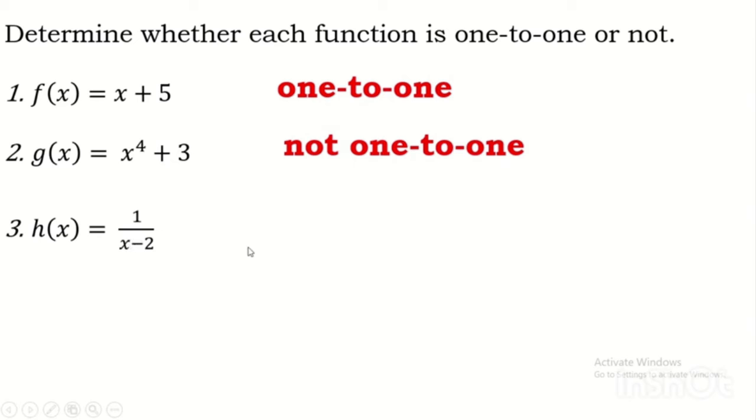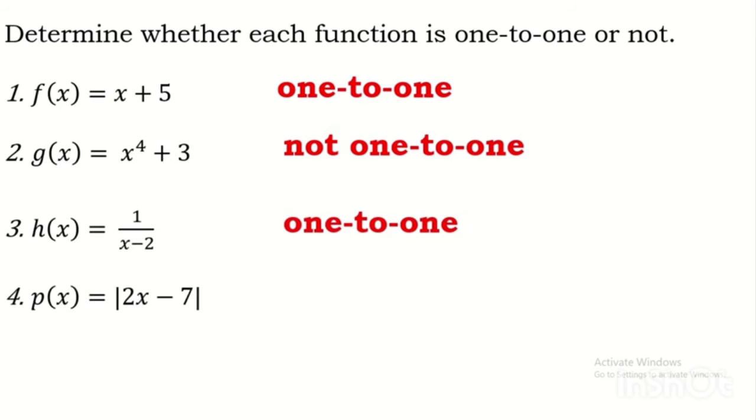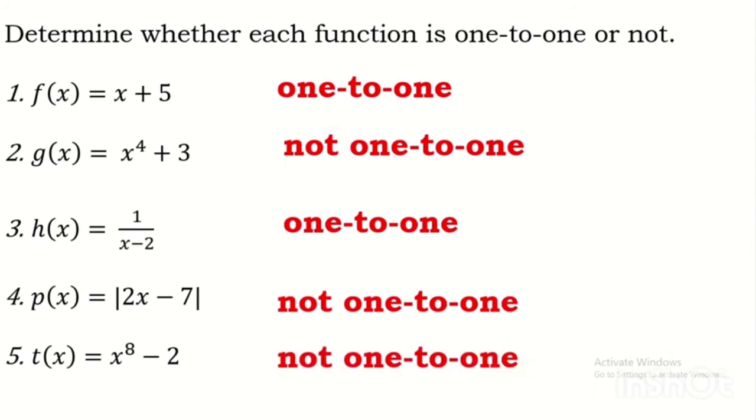So number 3 is h of x equals 1 over x minus 2. So this is a one-to-one function. And then number 4, p of x equals absolute value of 2x minus 7. So since this is an absolute value, so this is not a one-to-one function. And then number 5 is t of x is equal to x over x to the power of 8 minus 2. So this is a not one-to-one function.